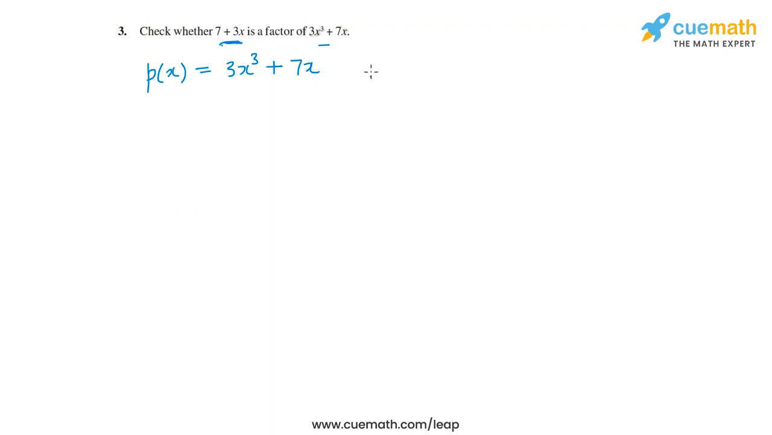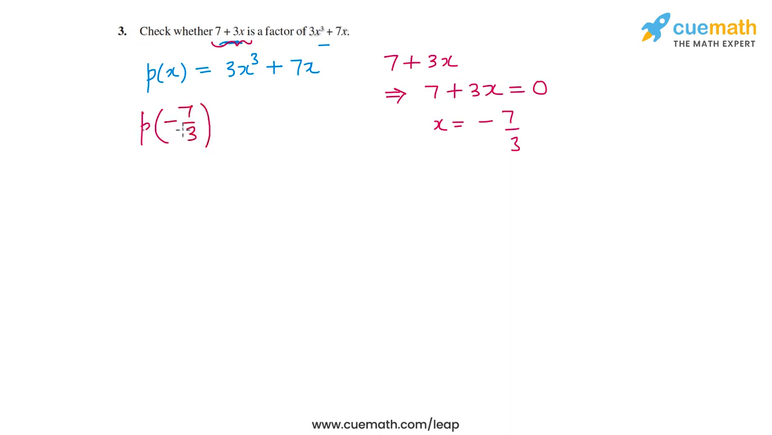So here what I have to do is I have the divisor polynomial, or the polynomial which I'm testing as a factor. So that's 7 plus 3x. The 0 of this polynomial is, if I equate this to 0, I will get 3x equal to minus 7, or x equal to minus 7 by 3. So what I have to test is what is the value of p of minus 7 by 3. If this comes out to be 0, then I can say that 7 plus 3x is a factor of p(x).